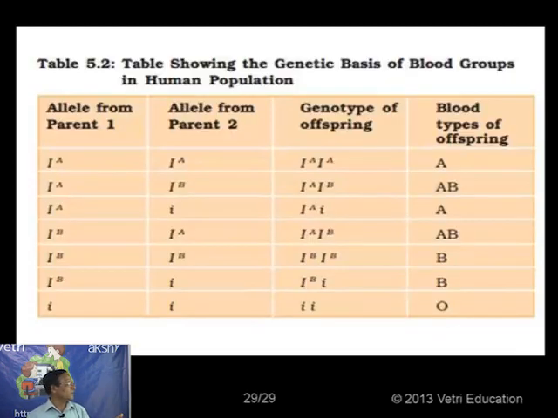Here also the table gives the possibilities. Let's suppose one parent has A allele, another parent has A allele. What would be the blood type of the offspring? Likewise, you can calculate based on the nature of the allele derived from each parent. So you can get the result.